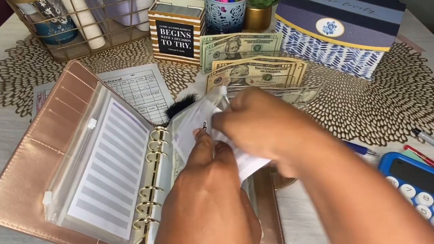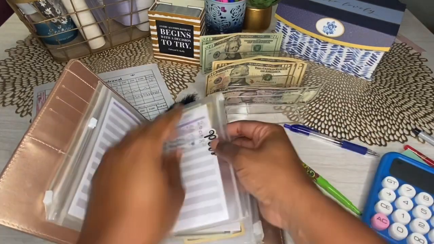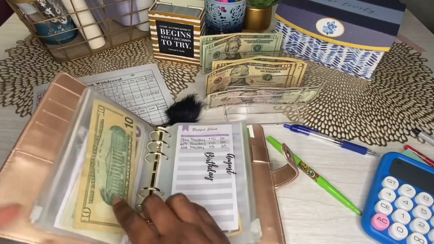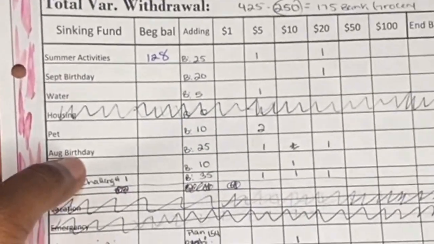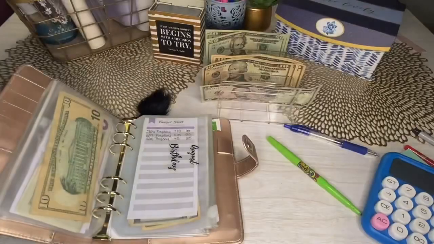Okay. And sinking funds really are helping out. I don't have to worry about taking from my paycheck. It just relieves some stress, really. Okay, and then August, which is my birthday, is getting $25. It's getting a 20 and a 5.